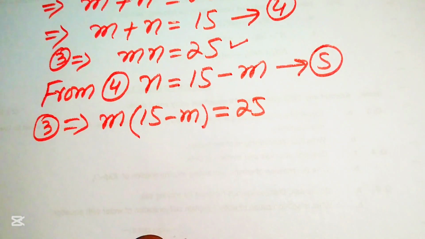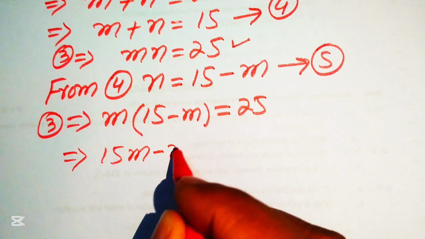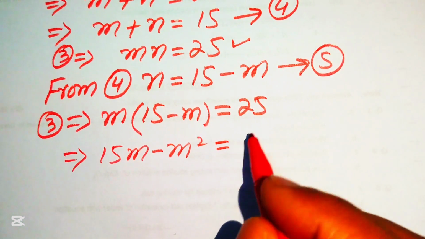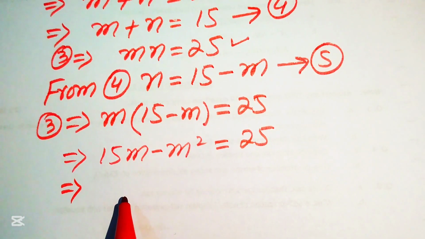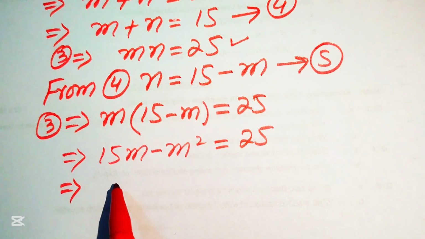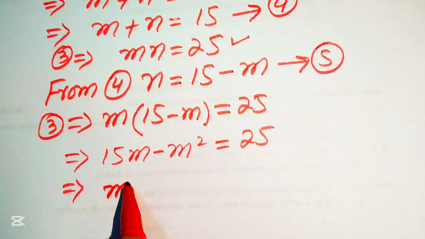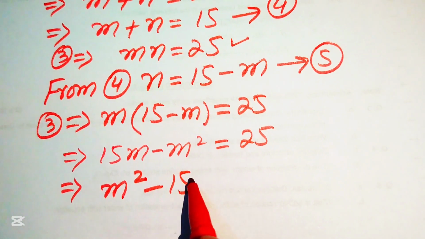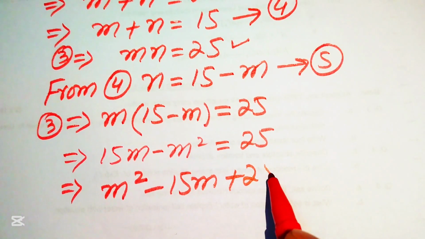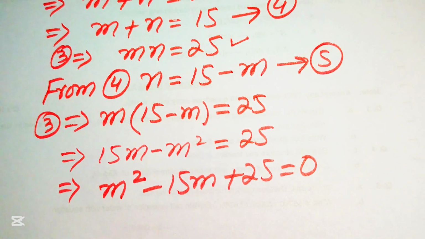Now we multiply this m on both of these terms and it will be written as 15m minus m square equals 25. This equation becomes quadratic in the m variable but not in standard form. First we write it in the standard form of a quadratic equation. For this we move these two values to the right-hand side: minus m square becomes plus m square, plus 15m becomes minus 15m, and plus 25 equals 0. This becomes the standard form of a quadratic equation, and now we will use the quadratic formula to solve it.